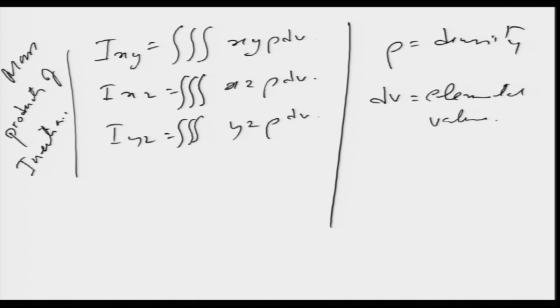Now let us look at a very simple example in which we can see how to compute this before we proceed, because for the links we need to compute the products of inertia and the mass moments of inertia. So, we need to know how to compute them. Let us look at an example where this is my x axis, this is my y axis, and this is my z axis, and we have an object which is like this.